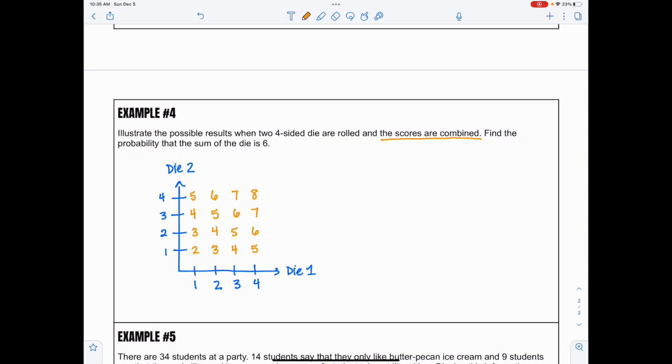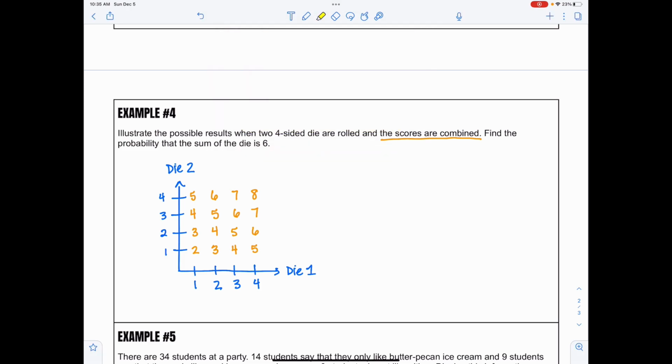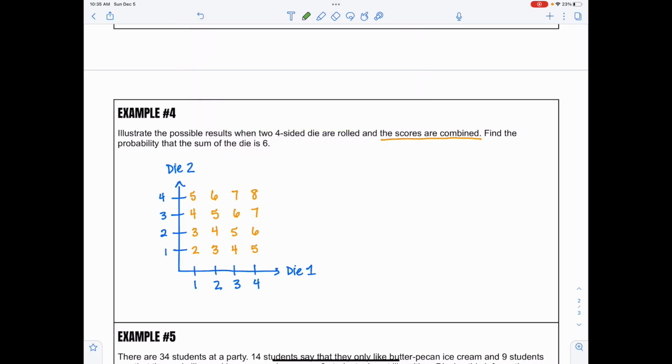So it says find the probability that the sum of the die is going to be 6. So the probability that I'm going to get a 6 is here. So that is going to be 3 out of 16 total possibilities.